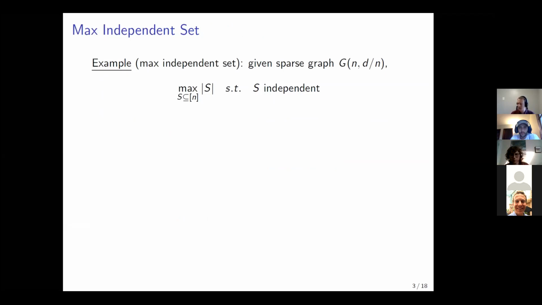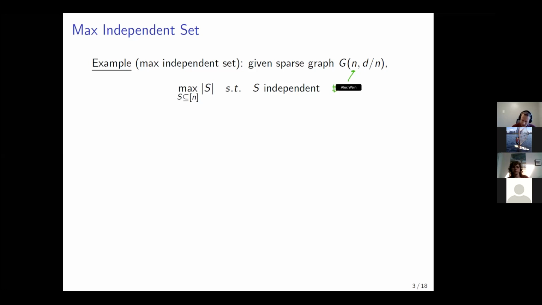Okay, here's a more concrete example now: the maximum independent set problem. Suppose I give you a sparse Erdős-Renyi graph. Just to clear up the notation, n is the number of vertices, and d over n is the edge probability. Each of the n choose 2 possible edges occurs with probability d over n, and I'm going to imagine d being a constant here. So d is the average degree of the graph, and we're going to take this to be a constant. The goal is to find the largest independent set that you can find, an independent set being a subset of the vertices that has no edge within it, so no edge that has both endpoints in the set.